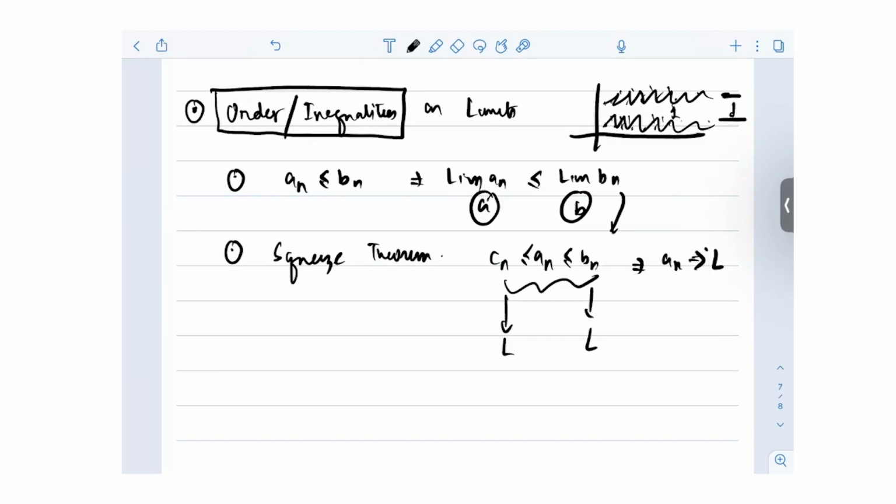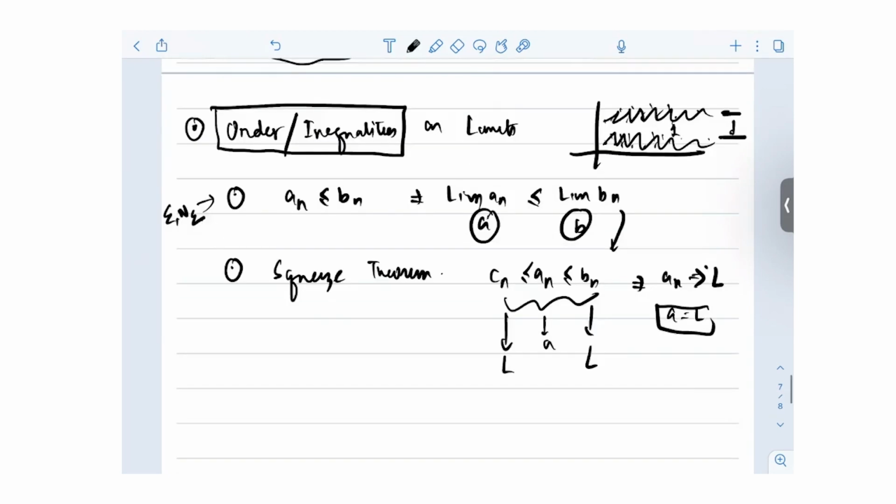It comes from here. You apply the order property on this, that means L is less than or equal to the limit of b_n, let's say A, and A is greater than or equal to L, and A is less than or equal to L. So from there you will get A is equal to L. It's a basic application of this. You can also prove this using an epsilon idea. So this is very interesting.